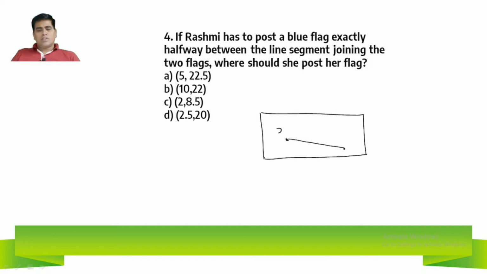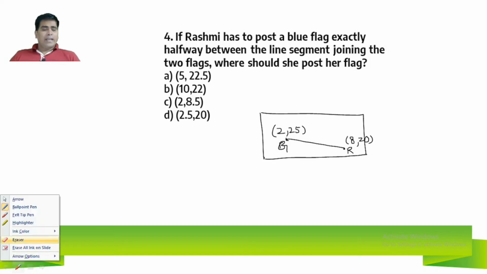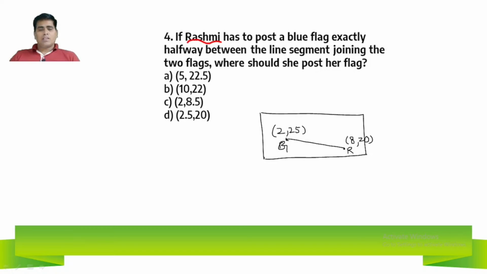So what is the position of this one? This is 2 comma 25, and this position is 8 comma 20. These are the positions of the green and red flags. Now Rashmi is coming in between. Rashmi is placing one more flag. It is exactly halfway. What do we mean by exactly halfway? It is nothing but the midpoint of GR. We should understand that it's the midpoint of GR. So that is the blue flag here.